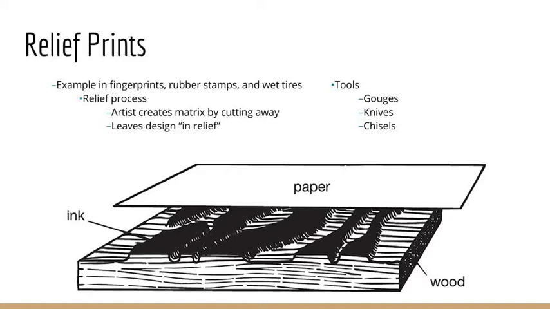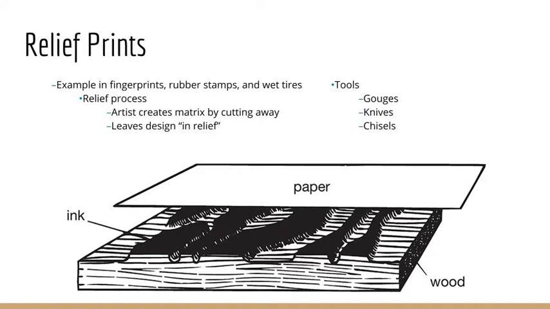A broad term for a bunch of different types of prints we're going to be talking about is relief prints. That is basically when what is not going to be printed is cut away, and what is left and not cut away is called the relief, and that is what the ink sits on. You can see an example of this in fingerprints, rubber stamps, the marks that wet tires leave on the pavement.